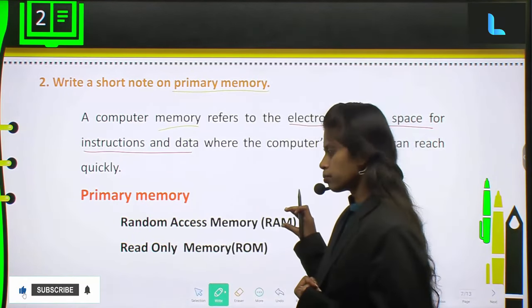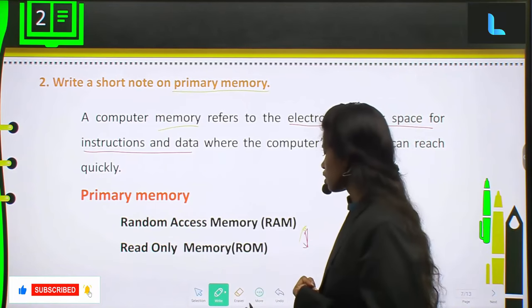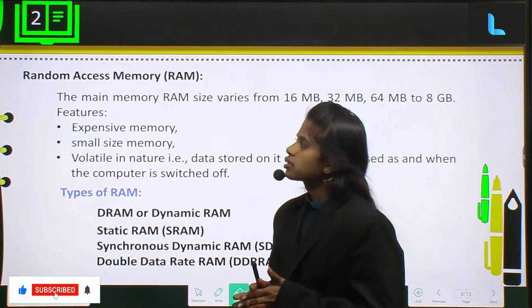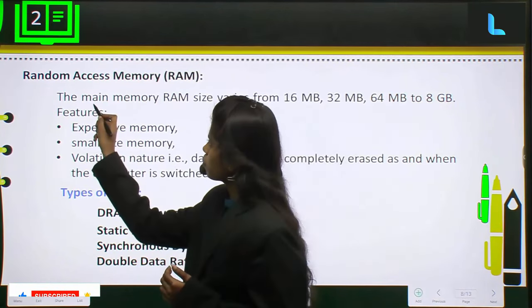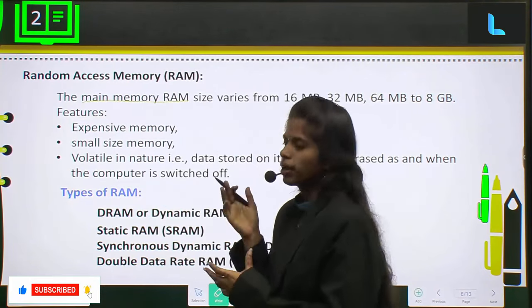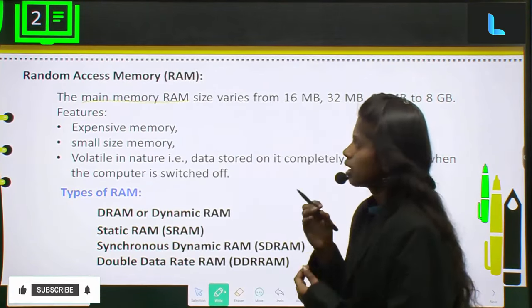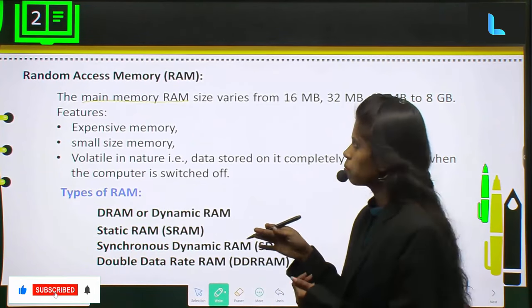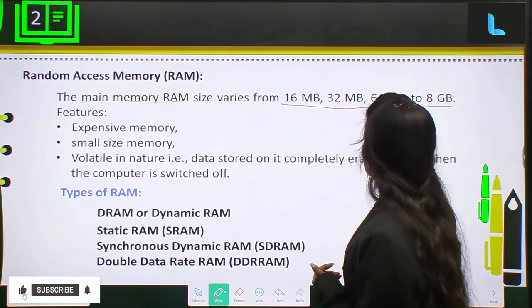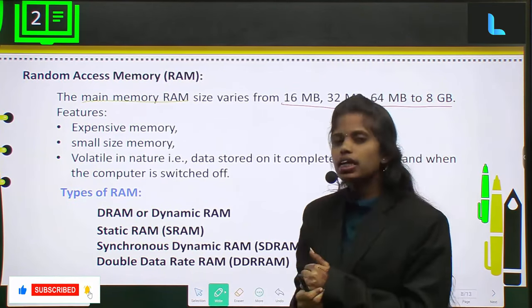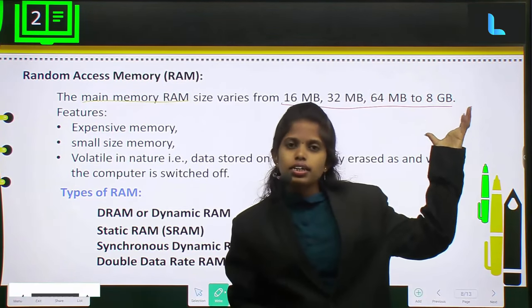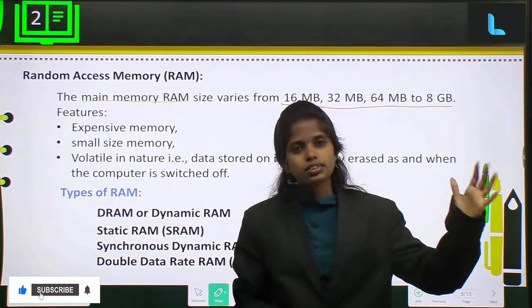So what is meant by random access and read-only? We will see now. Random access memory is the main memory of the computer system, called RAM. And what is the size of the RAM? It varies from 16 MB, 32 MB, 64 MB up to 8 GB. So the RAM can vary in size.